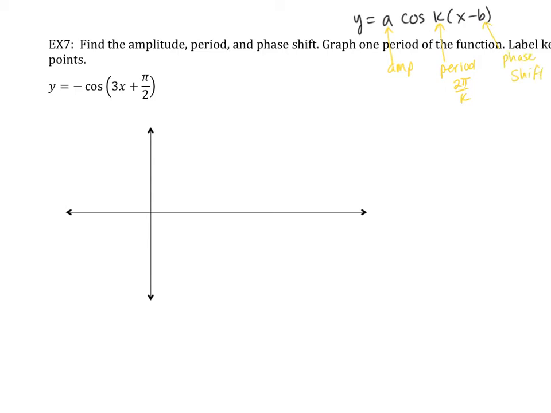So sometimes this isn't quite written that way. And so I don't want to have my 3 multiplied times my x. I just need to factor that out. So basically you're just dividing everything by 3.